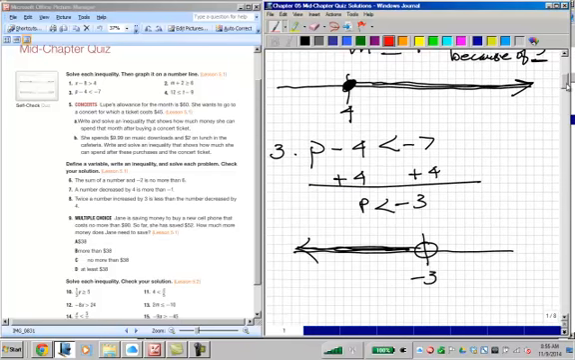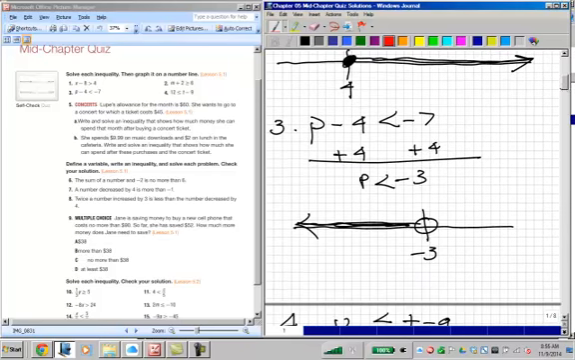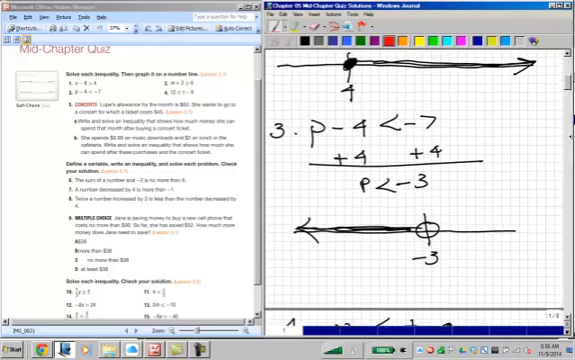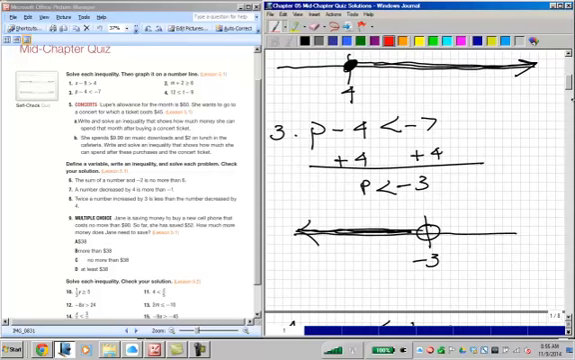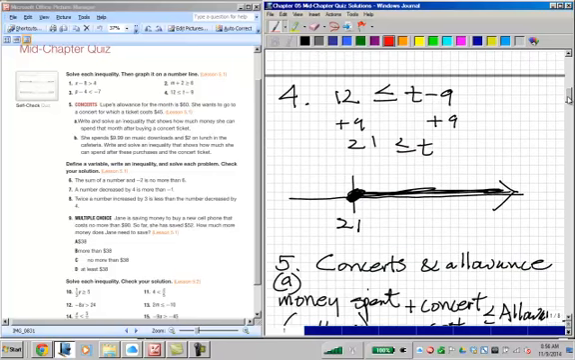P minus 4 is less than negative 7. Add 4 to both sides. P is less than negative 3. And so there's the arrow going to the left with an open circle at negative 3 because it's less than negative 3.